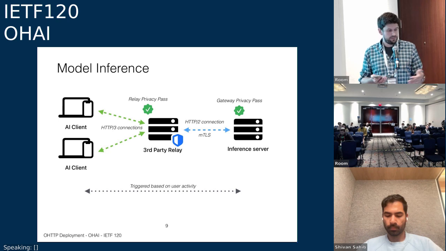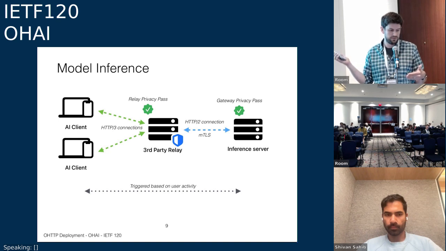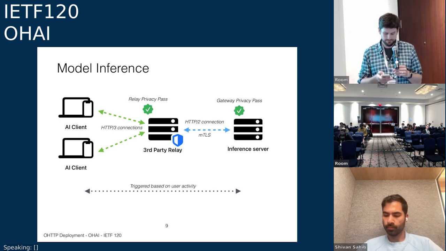But again, it's a very similar setup. You have many clients with reused and longer-lived HTTP3 connections. They're using a privacy pass to the relay. There's also a separate privacy pass that's being used all the way to that inference server. There's a mutually authenticated HTTP2 connection in between. And this is more real-time based on user activity, when a user would be using some of these features.